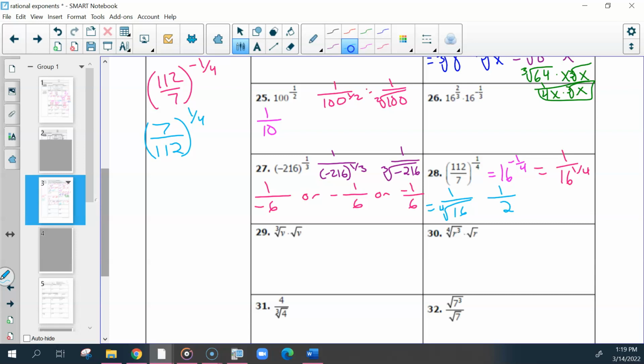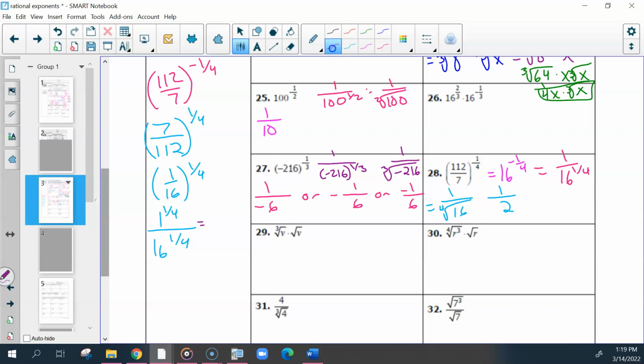And then from there, you can't take 7 to the power of 1/4 and 112 to the power of 1/4, so you would still have to simplify. This is just if you didn't see that you could simplify first. So this would simplify to 1/16. And then you could take each one. So this would be 1 to the power of 1/4 over 16 to the power of 1/4.